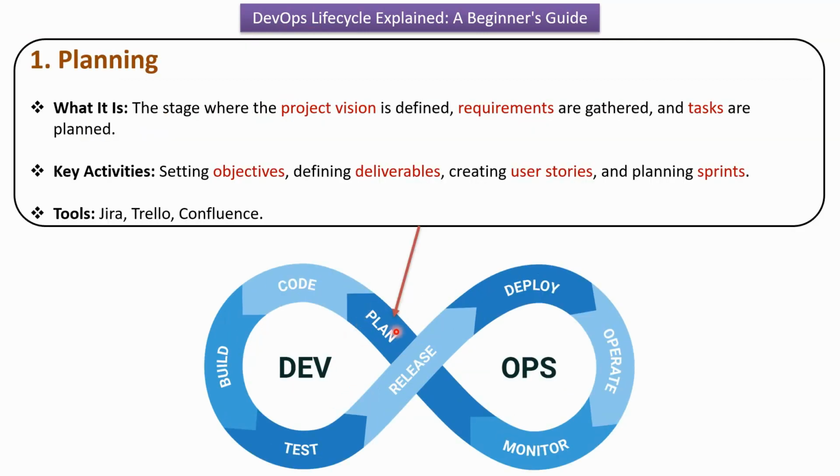Stage one is planning. In the planning stage, the project vision is defined, requirements are gathered and tasks are planned. In this stage, the key activities are setting objectives, defining deliverables, creating user stories and planning sprints. The tools used are Jira, Trello, and Confluence.